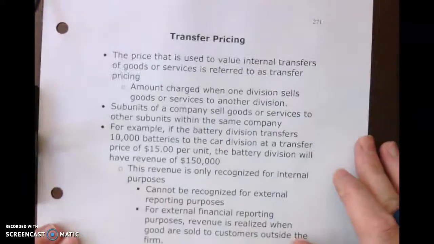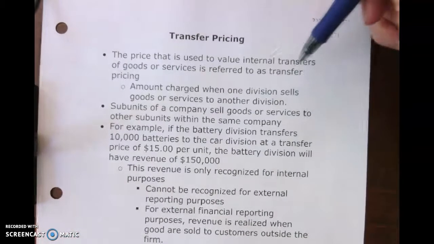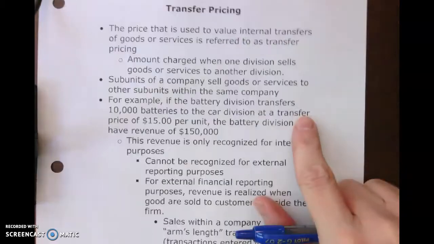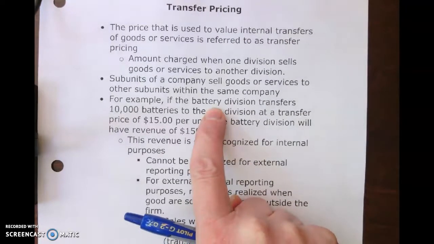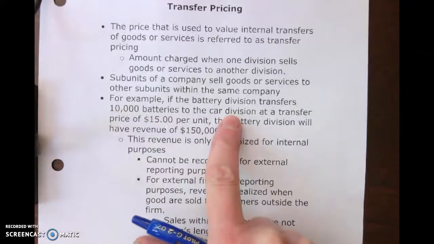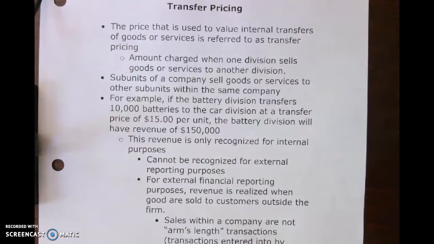Continuing on with the lecture here, the next topic that I want to talk about is transfer pricing, okay? The transfer price is a price that's used to value internal transfers of goods or services. For example, if we have a battery division within a company, and they transfer batteries to the car division. So we have a battery division, and then we have a car division. Basically, the battery division is going to transfer their batteries to the car division, okay? Or they could internally sell them to the car division. That's another way to think about it.